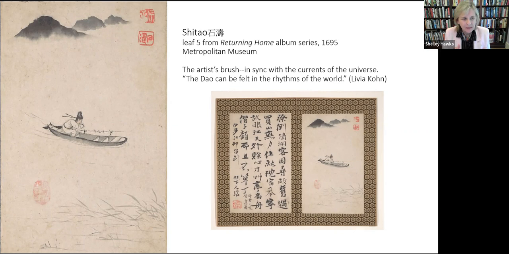I really feel this visualizes this idea of the Tao, you know, the enlightened path. And the contemporary scholar Livia Kohn, a specialist on Taoism, has said that the Tao can be felt in the rhythms of the world. So this great mystery, these sort of cosmic forces can be felt in the flow of nature.